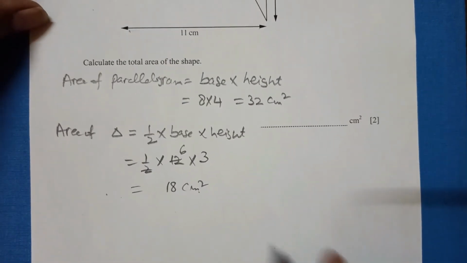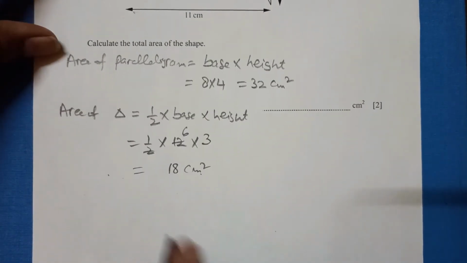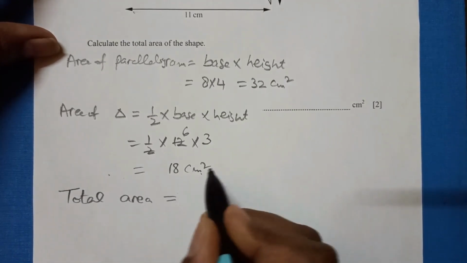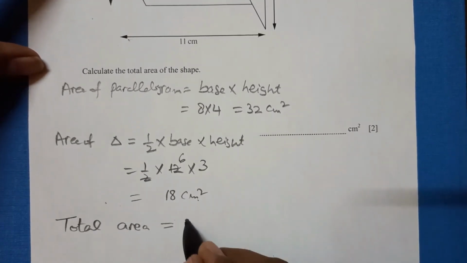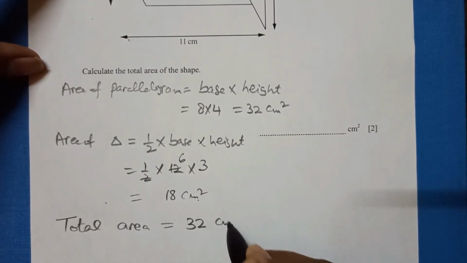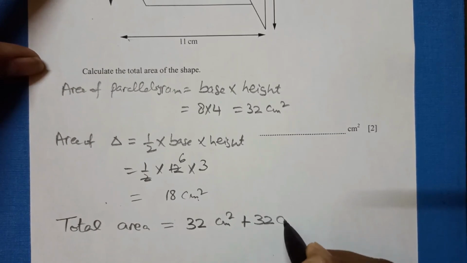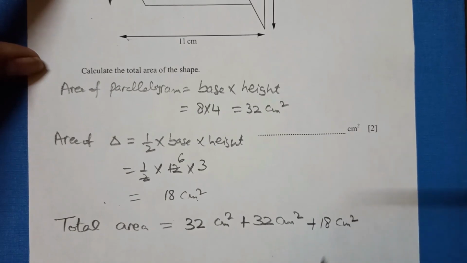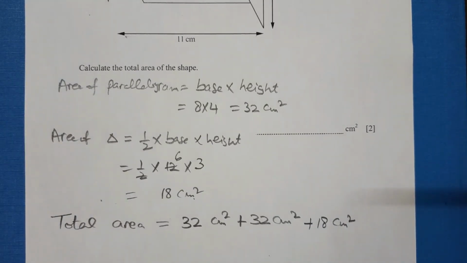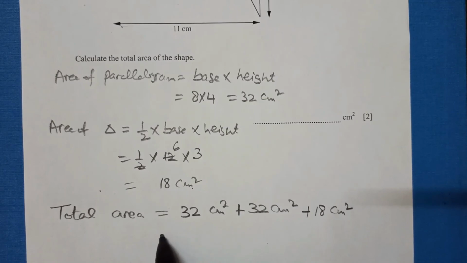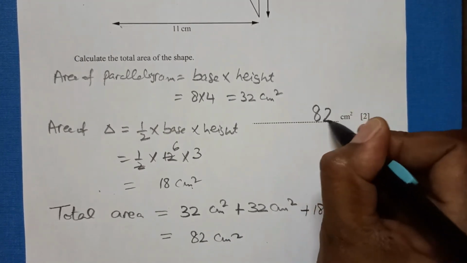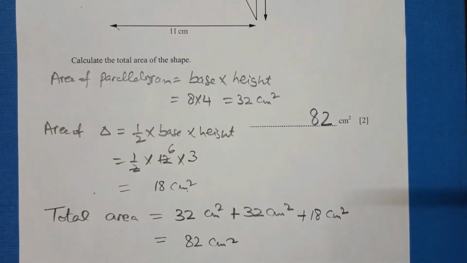Now we need to calculate the total area. So the total area is: area of the parallelogram is 32, and there are 2 of them. 32 plus 32 for the second parallelogram plus 18 centimeter squared, that is the area of the triangle. So when you add them together, it is 82 centimeter squared. So in the answer column we will write down 82 centimeter squared.